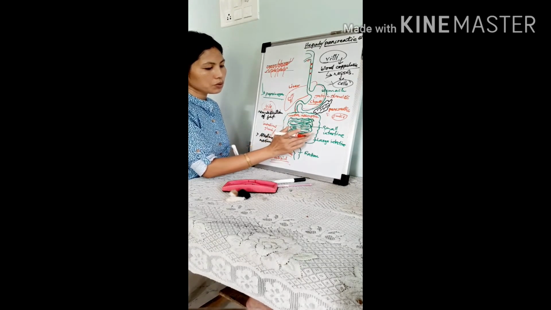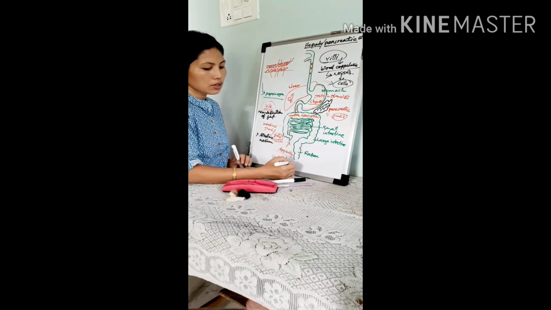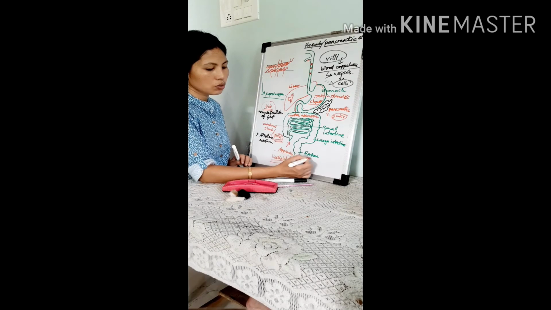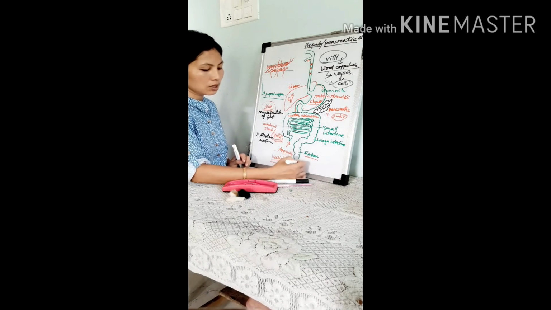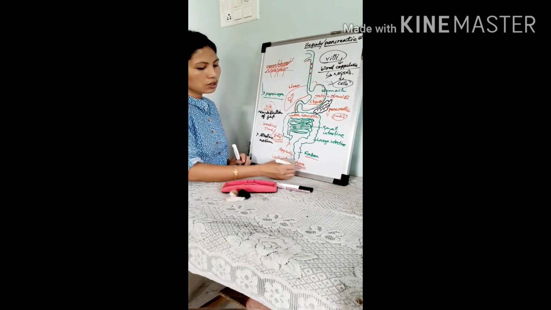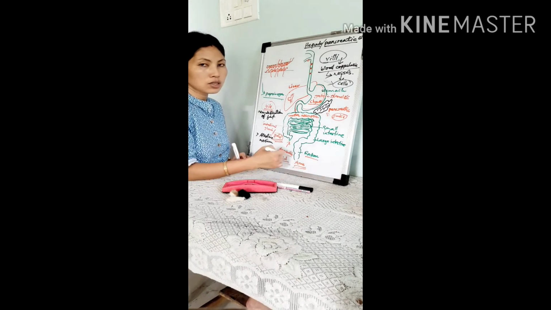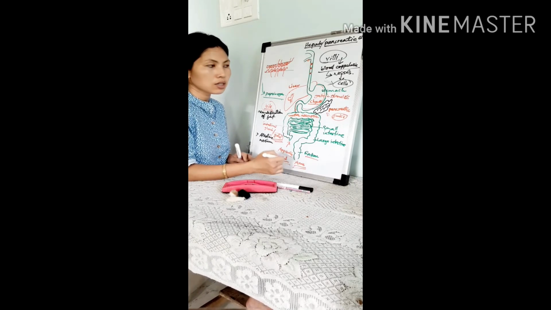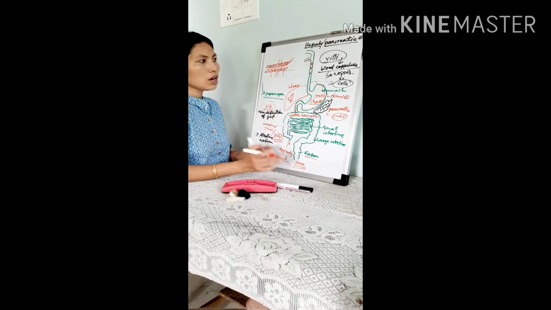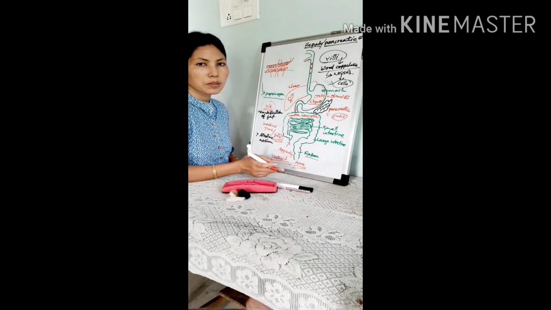And after the absorption of water, the undigested food is temporarily stored in the rectum, and whenever the urge comes for defecation, it is removed through the opening called the anus. Through the anal opening, the waste or undigested food is excreted out. So in this way, our process of digestion is completed.